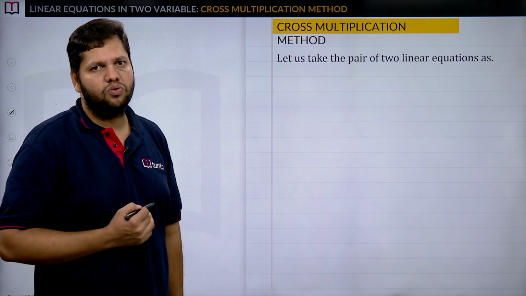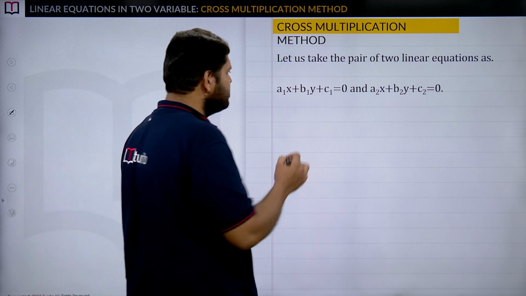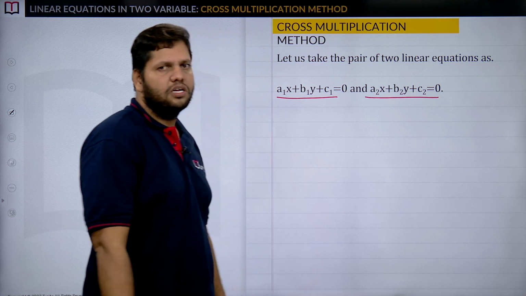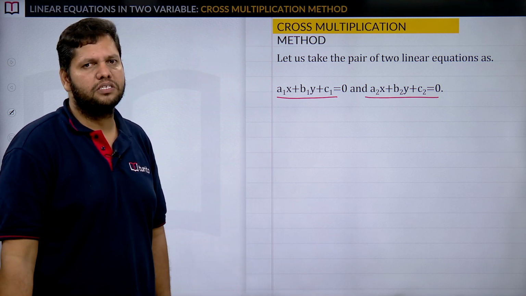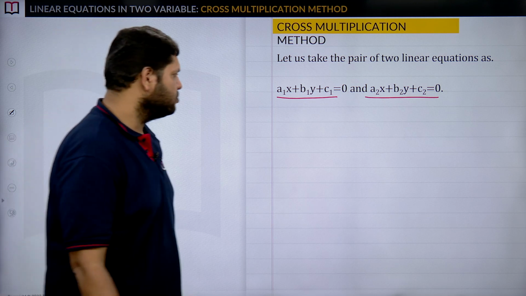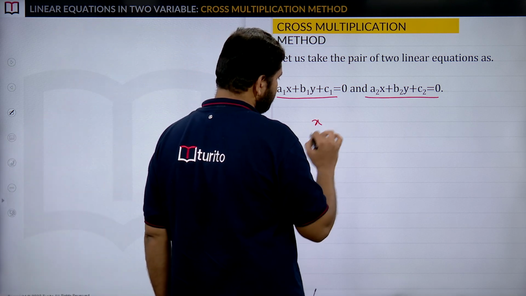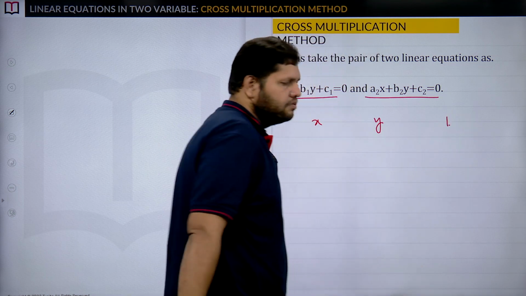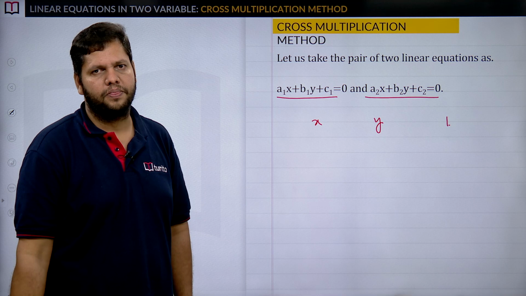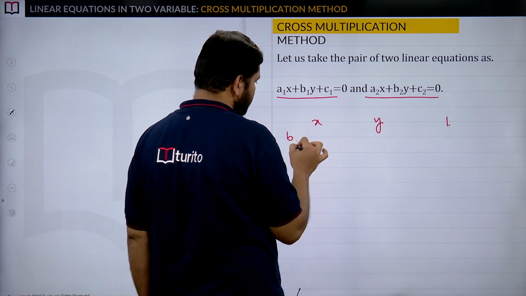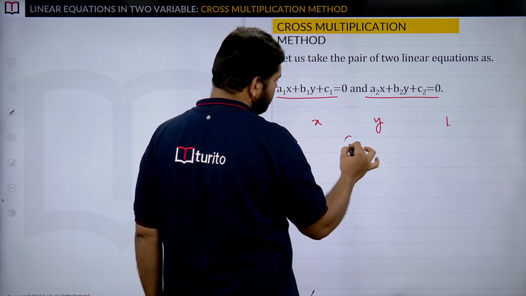Now I am taking two linear equations. One is a1x plus b1y plus c1 is equal to 0. Another is a2x plus b2y plus c2 is equal to 0. First write down x as a variable, here the variable is y, and here the constant is 1. This is the first step. Then write down the y coefficient, which is b1. Again write down the constant c1.